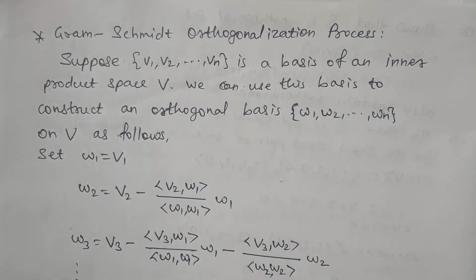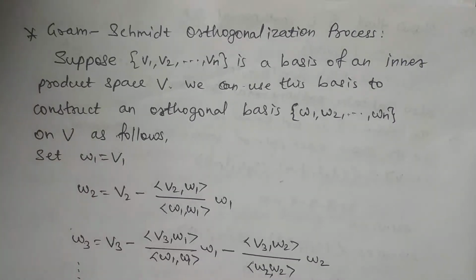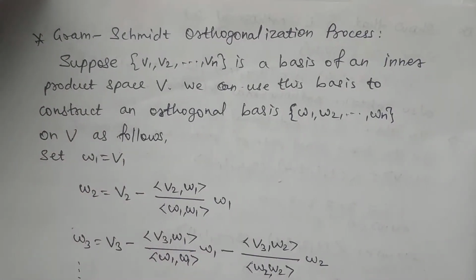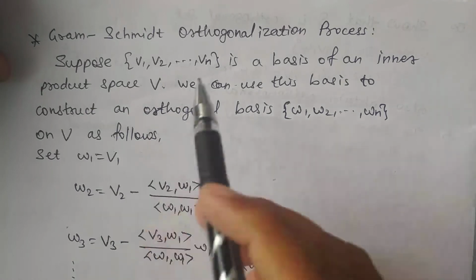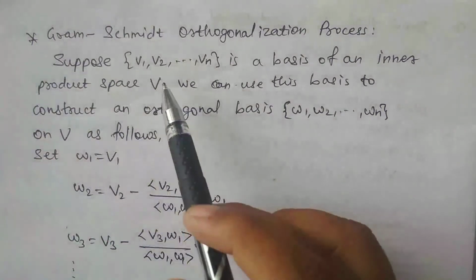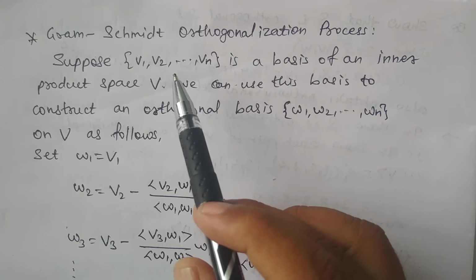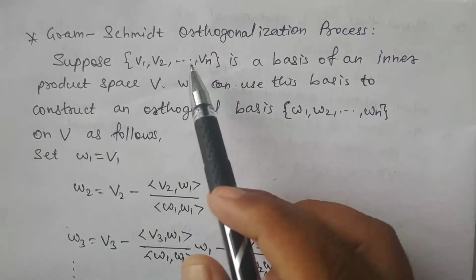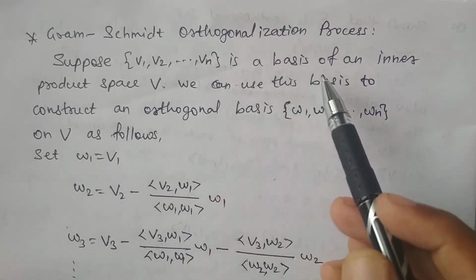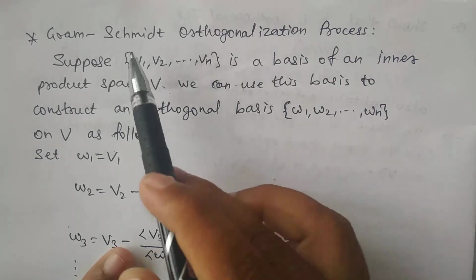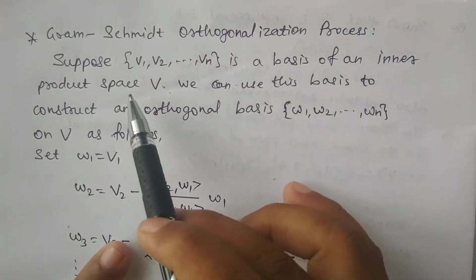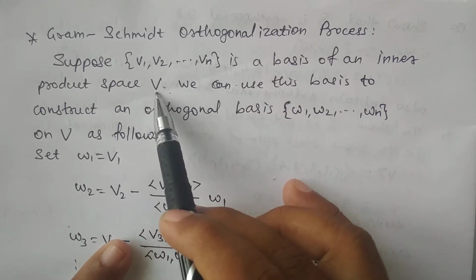Today we are going to start the last topic of this unit number 3, that is the Gram-Schmidt orthogonalization process. First of all, we learn what the Gram-Schmidt orthogonalization process is. Suppose a set of vectors v1, v2, ..., vn is a basis of an inner product space V. This set is a basis for the inner product space, or vector space, V.